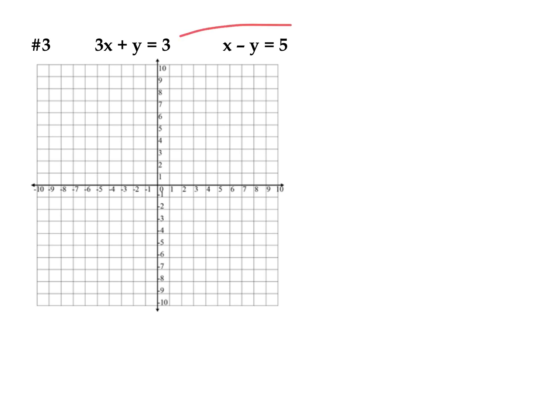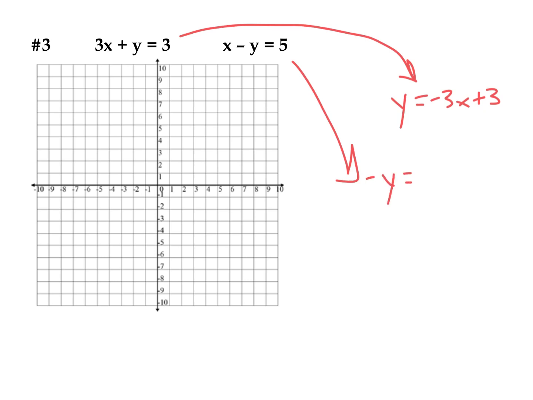So this first equation here, if I solve this for y, I'm going to subtract 3x on both sides. I get y equals negative 3x plus 3. If you have 3 minus 3x, that's fine. This second equation here, when I subtract x on both sides, I don't want to forget that I have negative y equals negative x plus 5. And then I'm going to need to divide by negative 1. So divide by negative 1 on both sides, and I get y equals x minus 5. So now I can graph these.